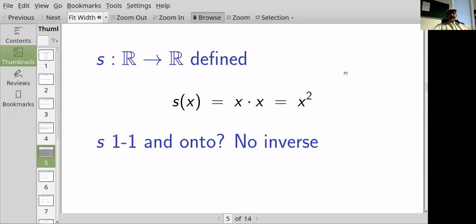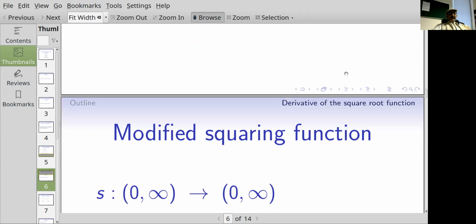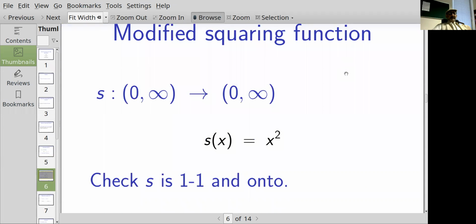This one won't actually work. Suppose that s sends reals to the reals, defined by s of x is equal to x times x, which equals x squared. S fails to be one-to-one and onto, and as a result, this does not have an inverse. Okay. So let's modify this a little bit.